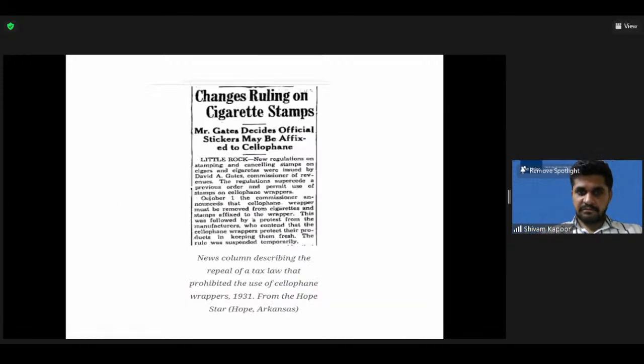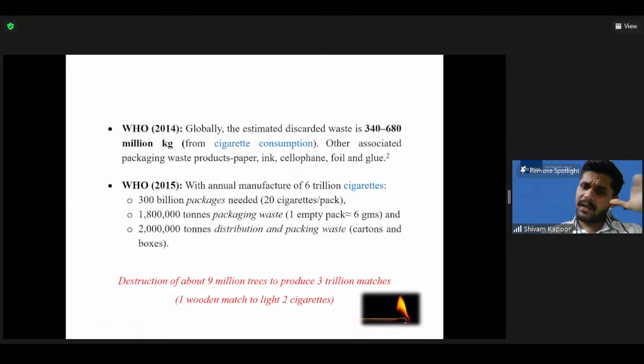If we see the global impact caused now by these products, the major product globally is cigarettes. In India, it is smokeless tobacco and bidi, but globally the estimates are that the discarded waste from cigarette consumption is nearly 340 to 680 kilograms. And the other packaging waste is separate: the paper, the glue, the foil, and the cartons which are used.